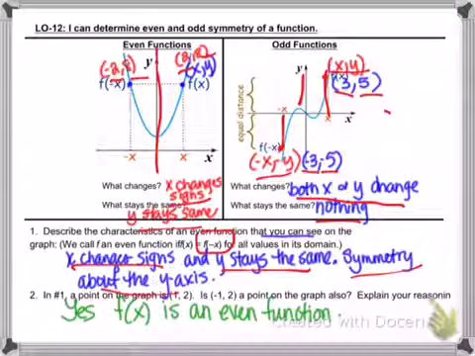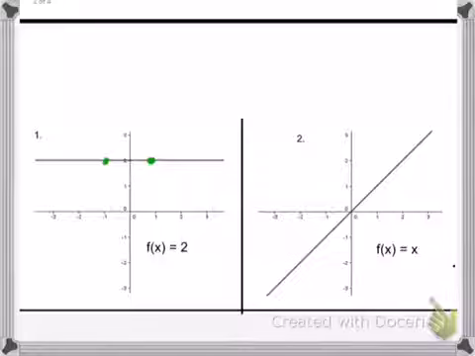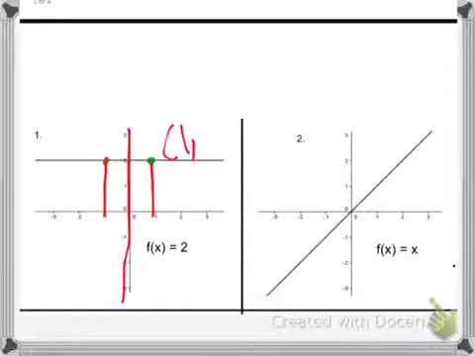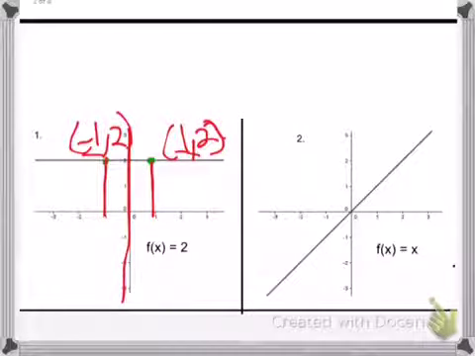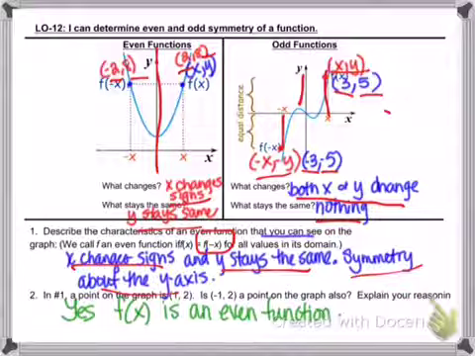Number 1, is the point 1, 2 and -1, 2 a point on the graph also? Explain your reasoning. Alright, yes. We got 1, 2 and -1, 2. It's symmetrical about the y-axis. So we got 1, 2 and -1, 2. The x signs change. Yes, it's an even function.